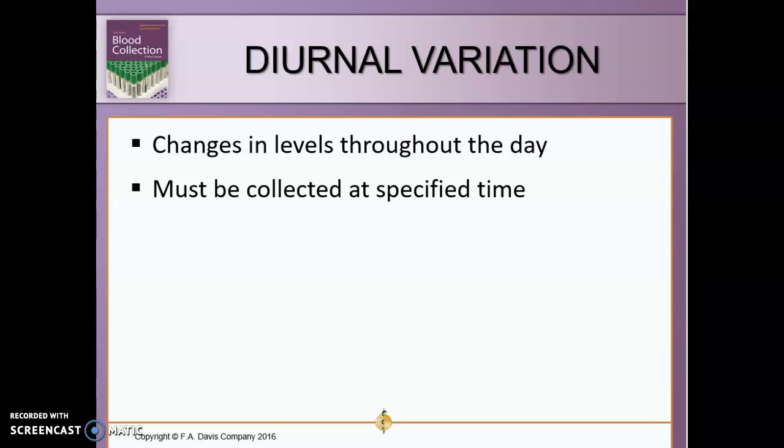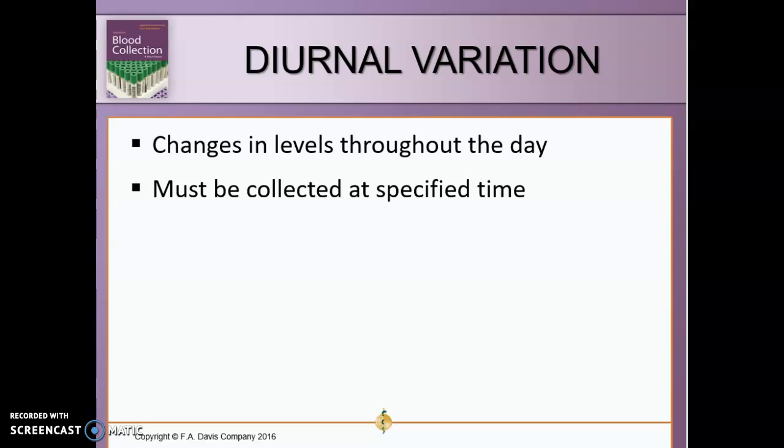Guys, I want you to understand diurnal variation. Diurnal variation is changes in levels that occur throughout the day. Diurnal variation is linked to timed collections. Again, they must be collected at a specific time. The doctor himself usually orders a specific time for these tests. And if you're attempting a collection linked to diurnal variation and you cannot find that patient, then you're going to need to talk to the doctor and you're going to need to reschedule.